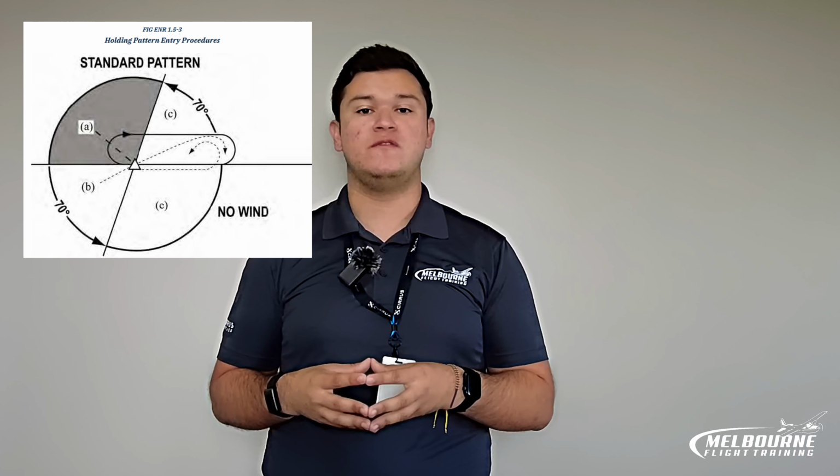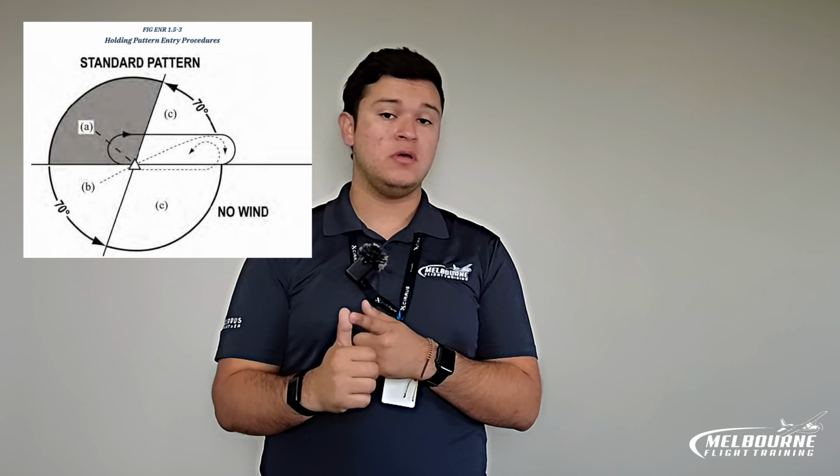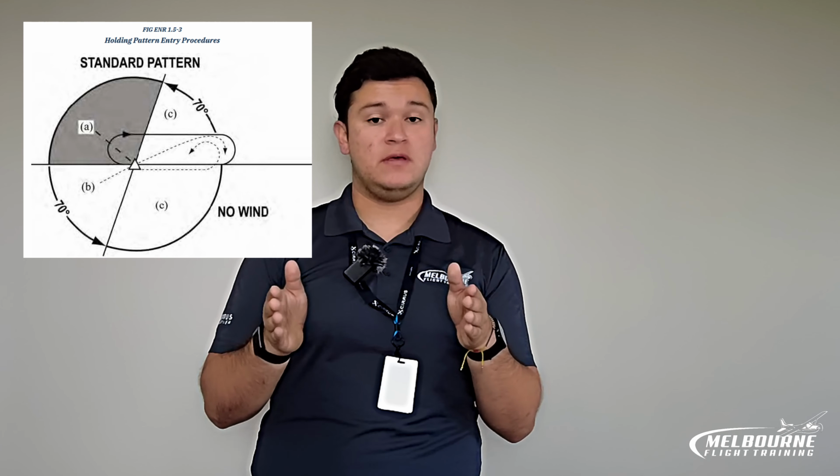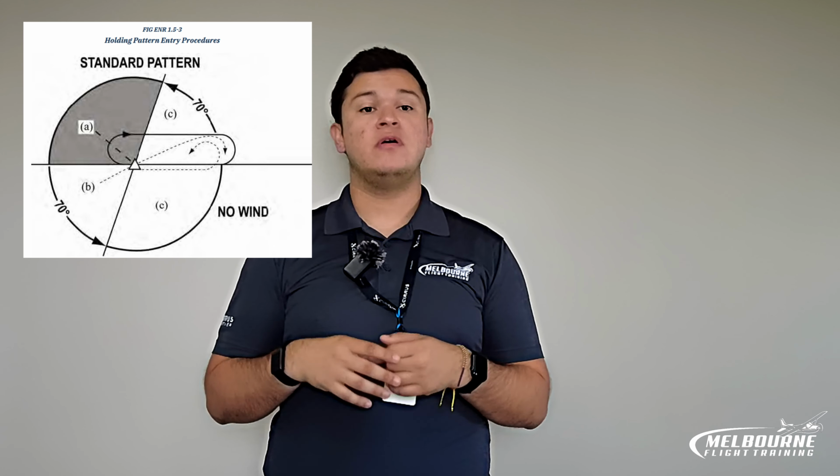We have three standard entries for a holding procedure. The first one is a direct entry, where you basically get to the fix and start your hold. Then we have a teardrop entry.